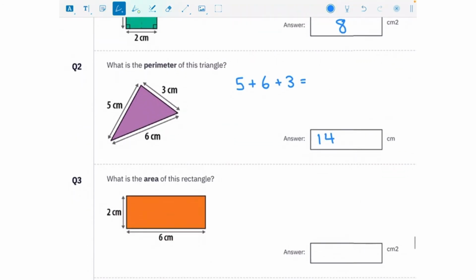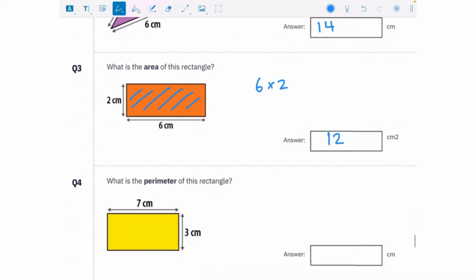What is the area of this rectangle? So area is that space inside, and again we're going to do base times height. So 6 times 2 is 12 centimetres squared. What's the perimeter of this rectangle? Perimeter is the distance around the outside. So we need to do 7, add 3, add 7 for the bottom side, add 3. We've got to go all the way around the outside. 7 add 3, add 7, add 3 is 20 centimetres.